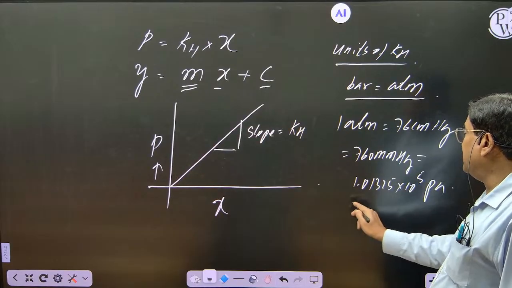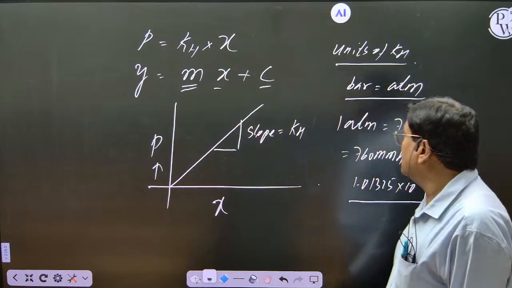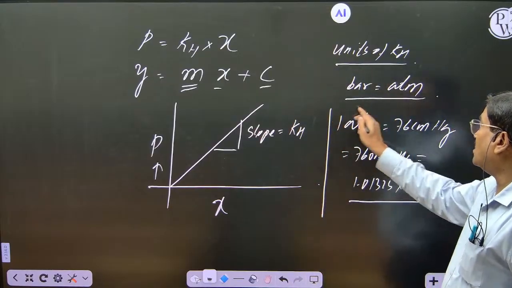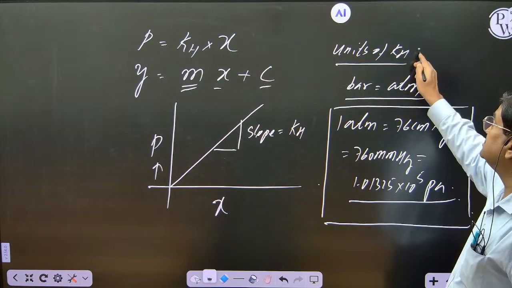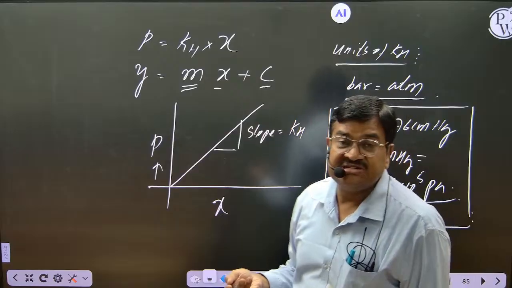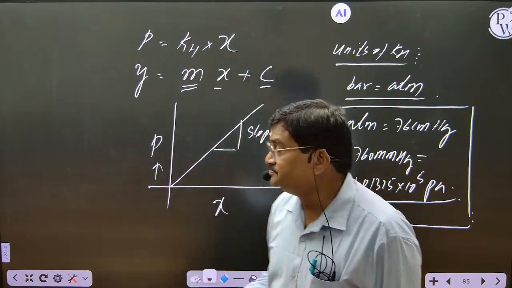You know, the SI unit of pressure is what? Pascal we say, or Newton per meter square. So this conversion you have to remember, copy this relation. And what will be the unit of Kh if they ask? Unit of Kh will be same as the units of what? Pressure. It can be atmosphere or it can be bar.